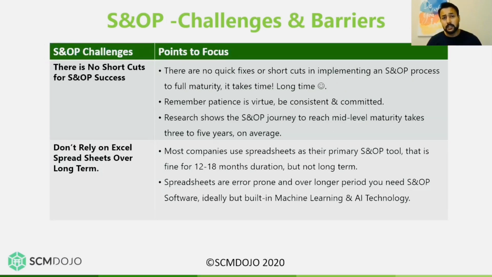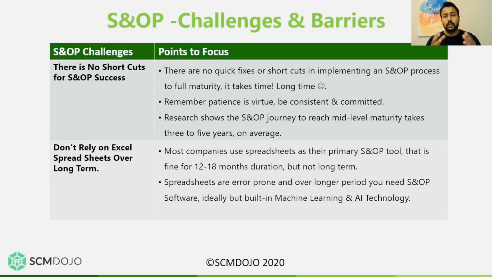The third challenge is there's no shortcut for the S&OP process. You have to spend time. It's not a quick win. It's generally a monthly process. So by the time you learn and you deploy your learning in the next cycle and next month, it takes time. Patience is a virtue, right? So you have to be patient, you have to be consistent, and you have to be committed.